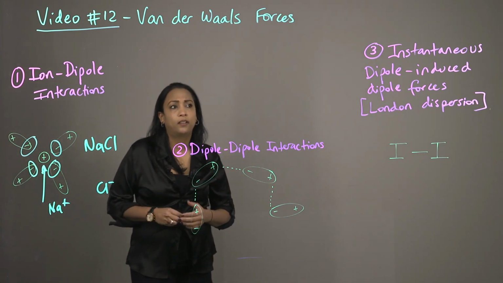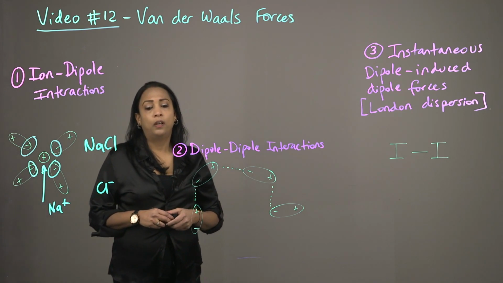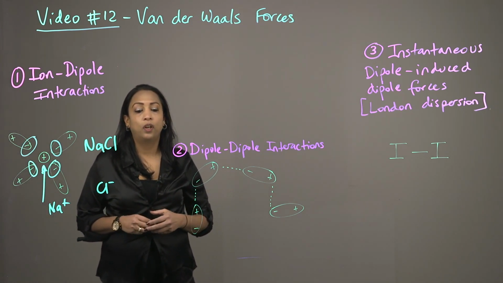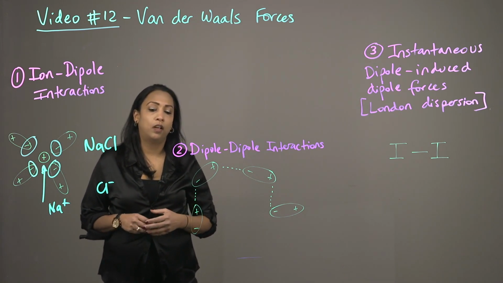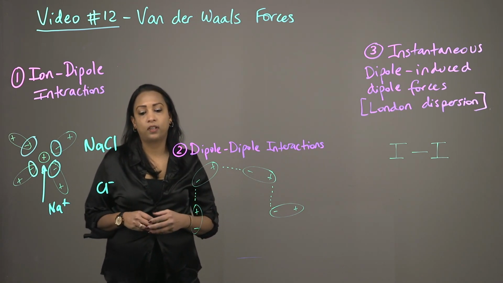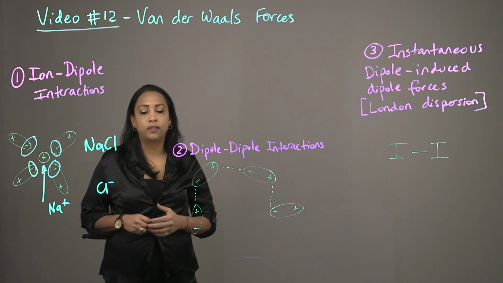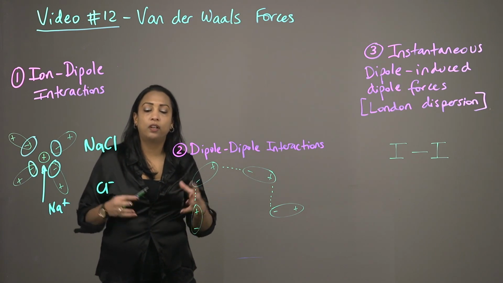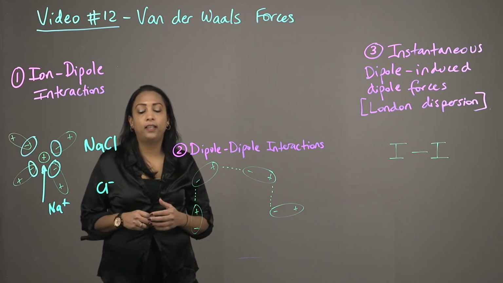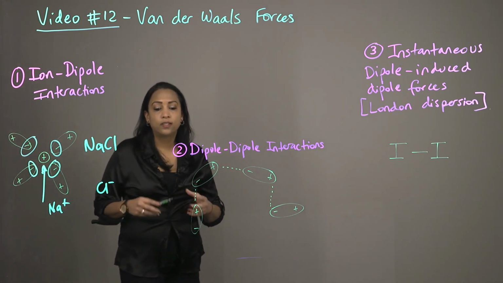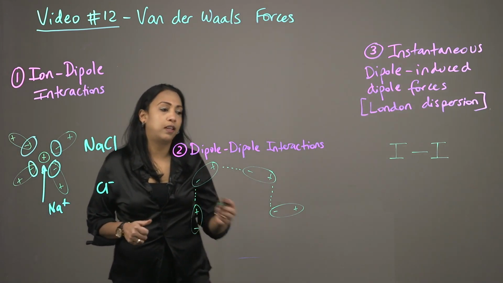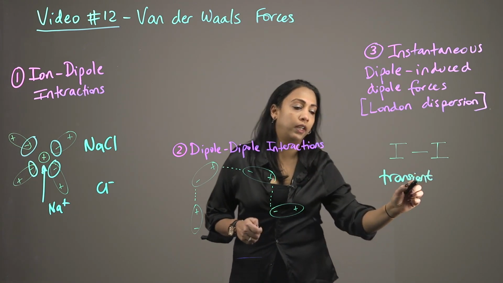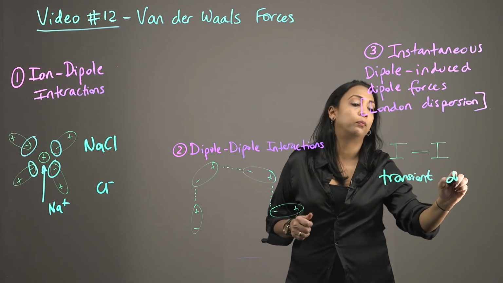Finally, let's look at London dispersion forces. Now, one might think that nonpolar molecules would not seem to have any basis for attractive interactions. However, in nonpolar substances such as helium and iodine, the motion of electrons within these molecules results in what we call a transient, which just means temporary, a transient dipole moment.